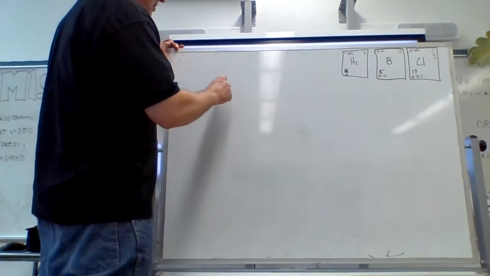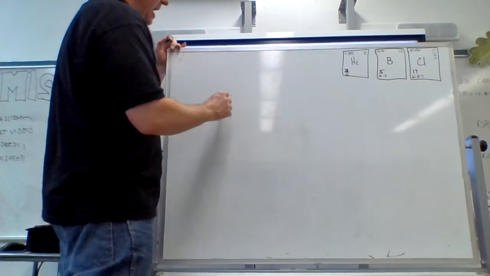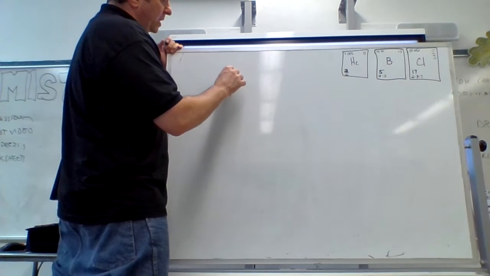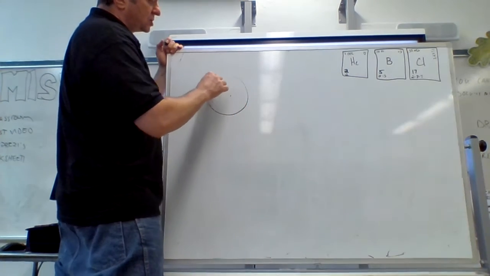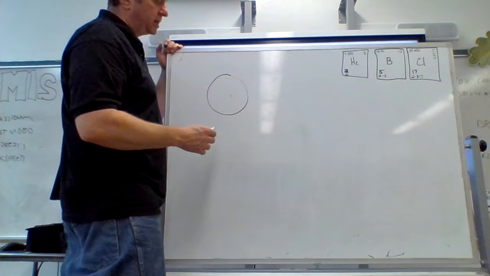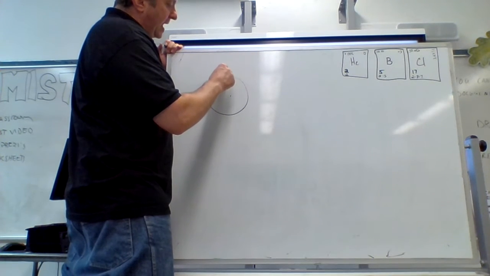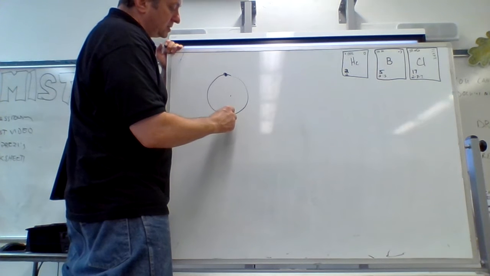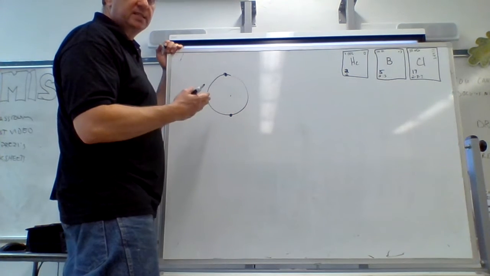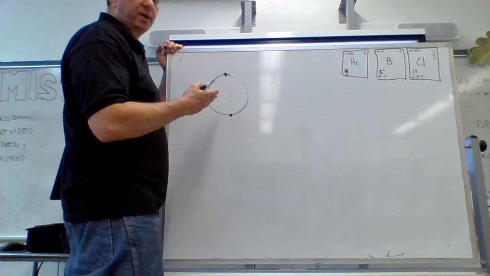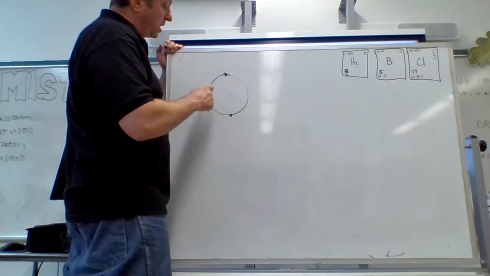Let's do helium first. So we've got our nucleus, little dot. We know that we have got energy levels circling around each different nucleus. Helium has 2 electrons. Energy level 1, as we have learned, contains 2 electrons. So this is the energy level diagram with electrons for helium.